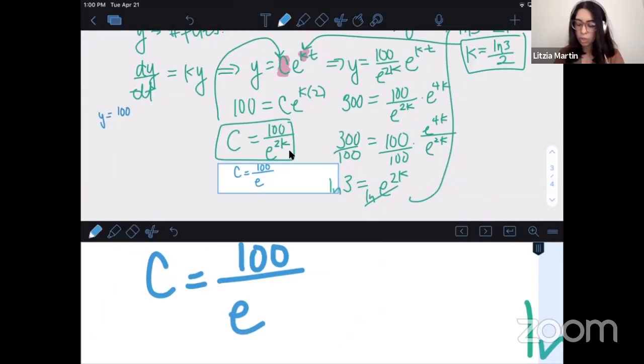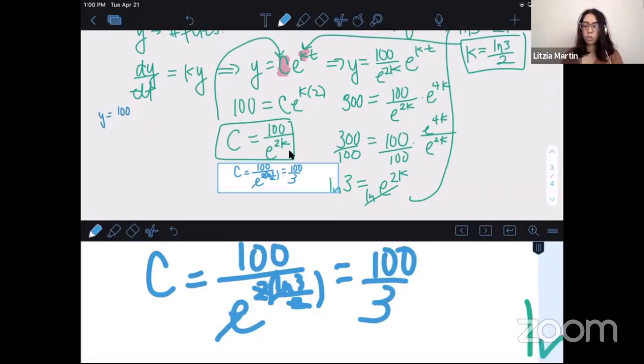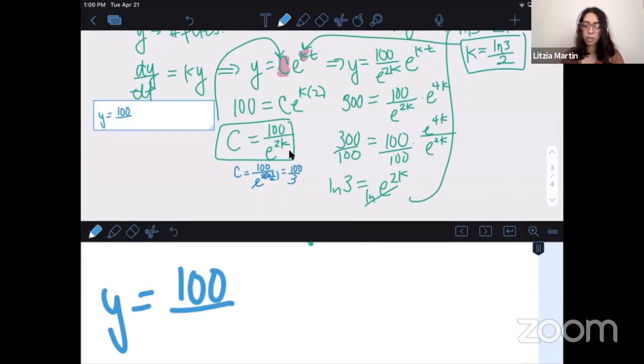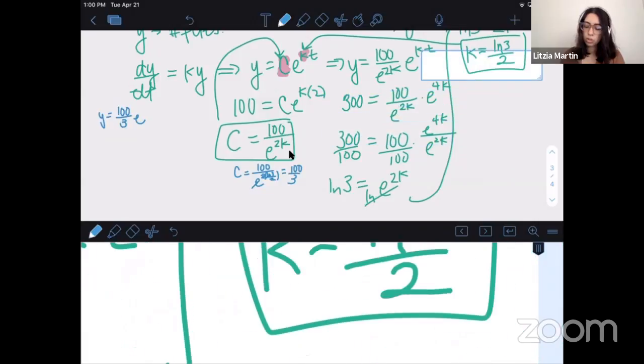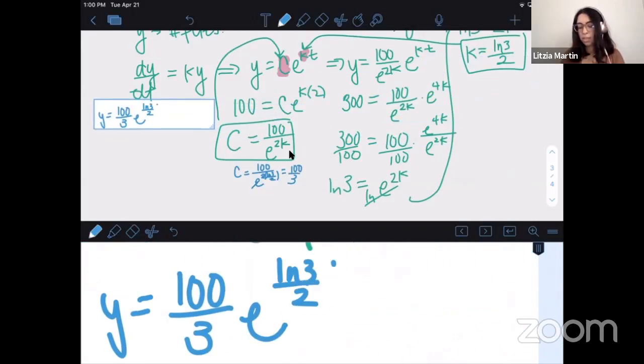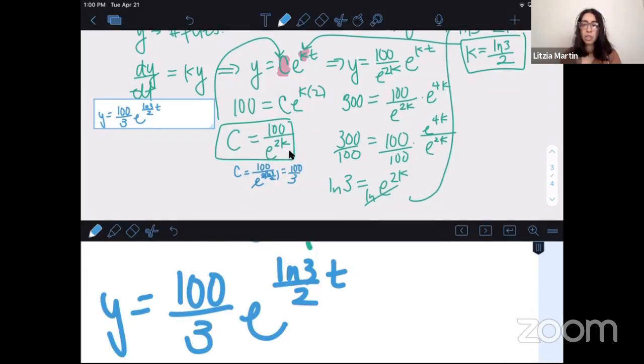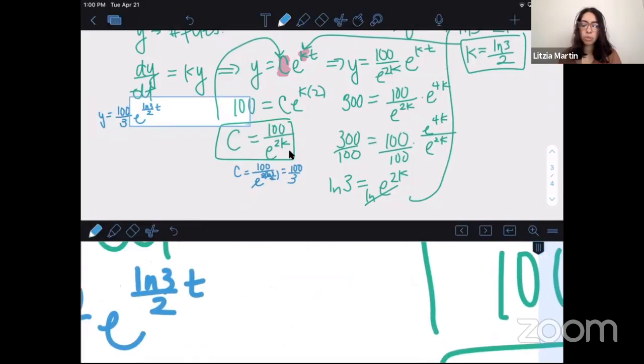So this is e to the 2 times ln of 3 divided by 2. And then those 2's are going to cancel out. And then the e and ln cancel out. So we're left with 100 divided by 3. So that's what we're going to use for our c value. And then we have e. Our k was ln 3 over 2. So it's going to be ln 3 over 2 times t. The actual question itself wants to know what is the initial population. So that means t has to equal 0.